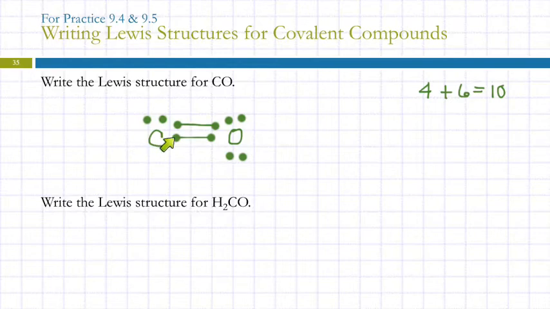So now I'm going to see if we have octets. This carbon has 2, 4, 6, not an octet. But the oxygen has an octet, 2, 4, 6, 8. So carbon is short, so then we need to take another lone pair and share it. So I'm going to erase this lone pair and put it between the two atoms, and that's another bond.